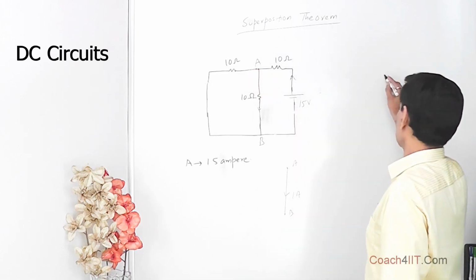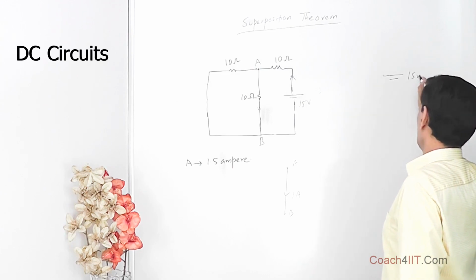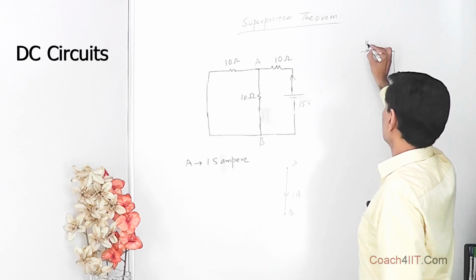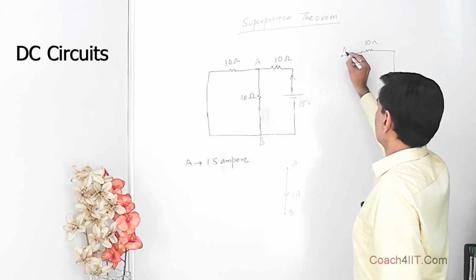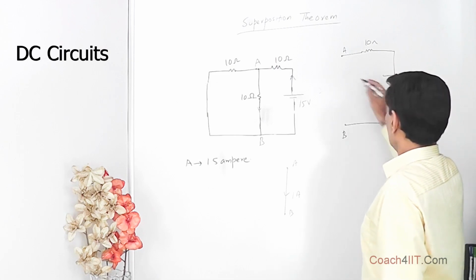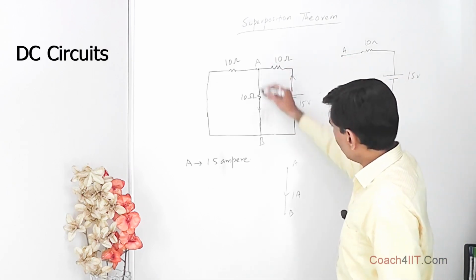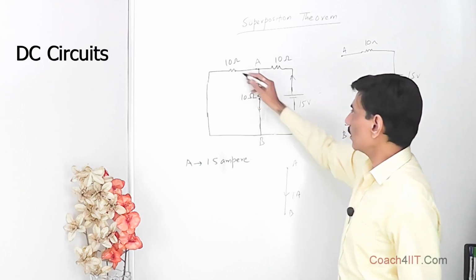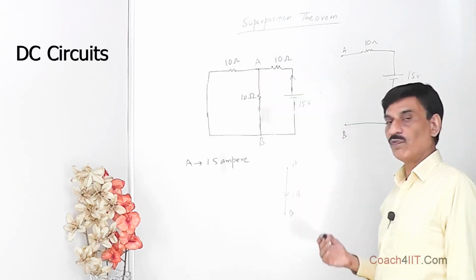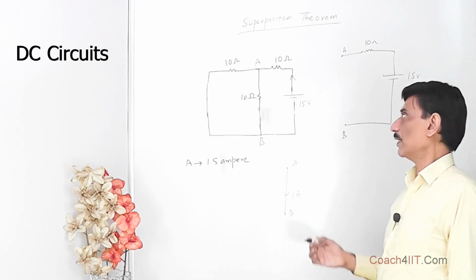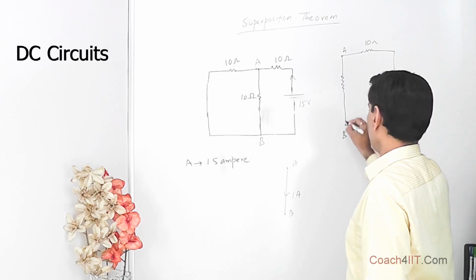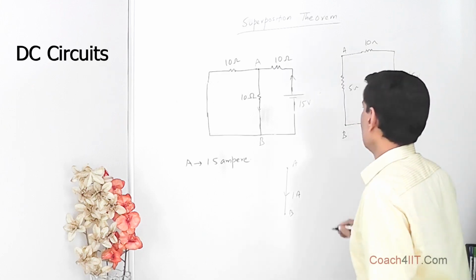So if we redraw this, this is a 15 volt battery. This 10 ohm resistance is over here. This is A junction and this is B junction. Between A and B, this and this, equal resistances, they are parallel. That is what we did earlier. To find the equivalent resistance, 1 by R is equal to 1 by 10 plus 1 by 10. So they'll once again make an equivalent resistance of 5 ohm only. So this is 5 ohm.